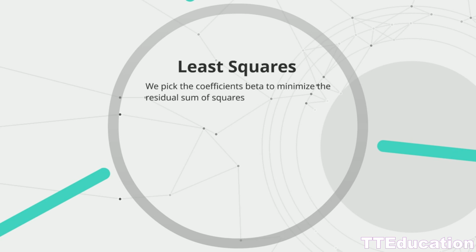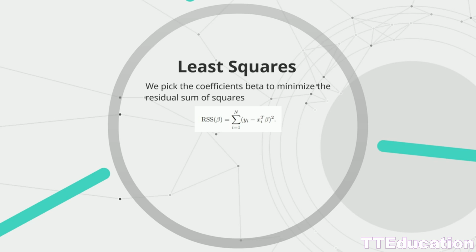In this approach, we pick the coefficients beta to minimize the residual sum of squares. So here's the residual sum of squares. Again, you notice the x of i transpose times beta is just going to be our prediction for each individual point, whereas y of i is going to be the actual result. So the residual sum of squares with respect to beta is a quadratic function of the parameters, and hence its minimum always exists, but it may not be unique.